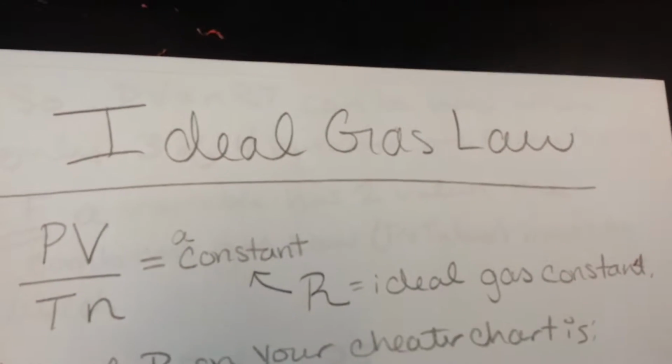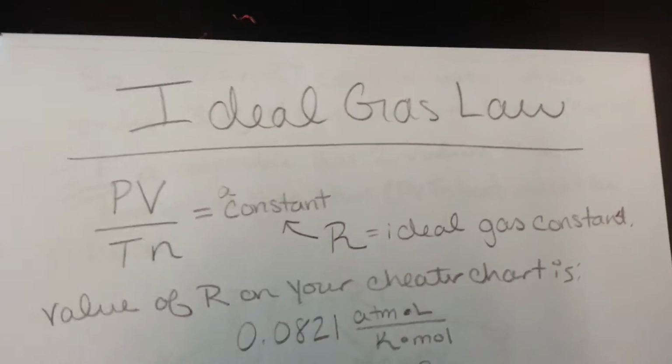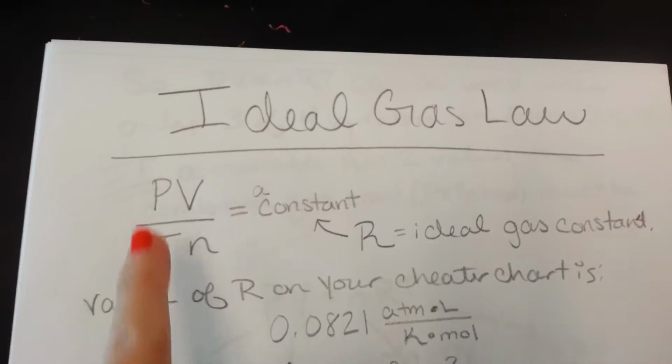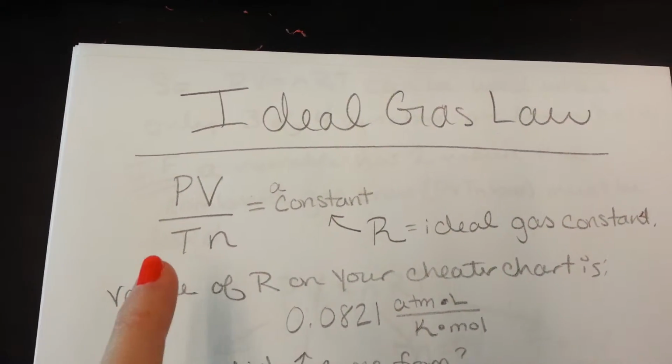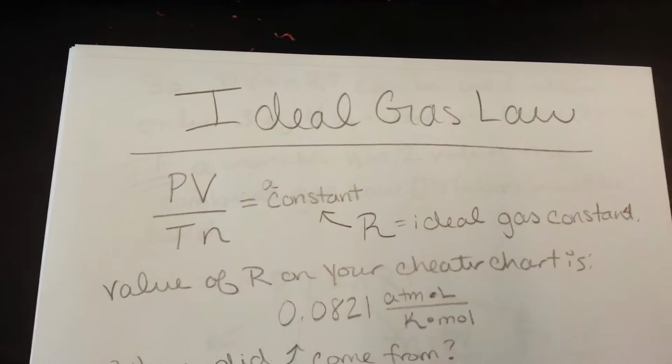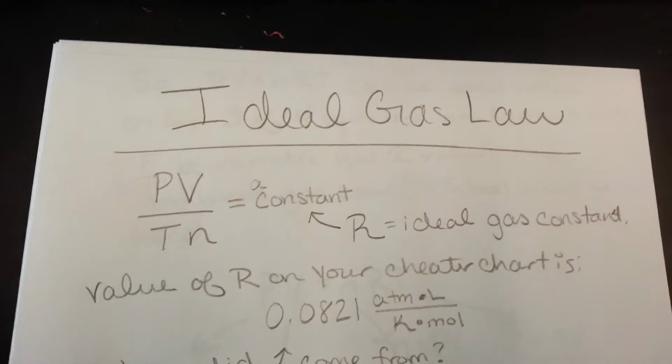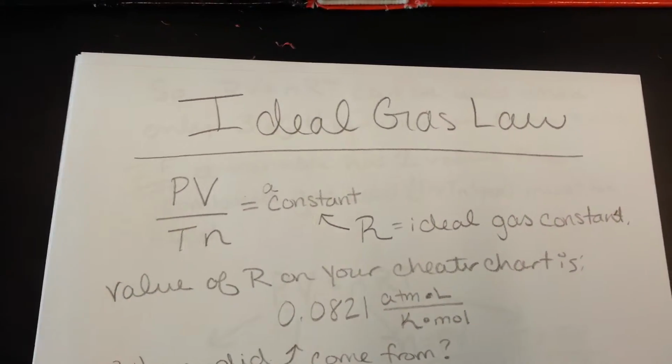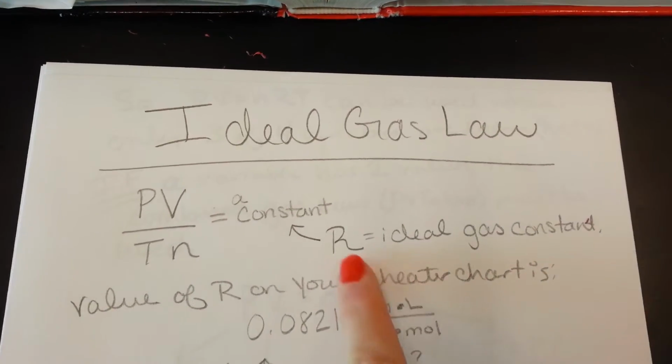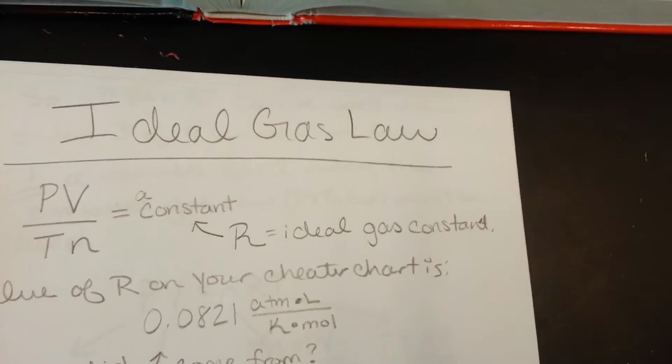So let's talk about the ideal gas law. Now, we can look at data all day long, and if we take the pressure times the volume, and divide it by the temperature times the number of particles for one sample of gas, it will always equal a constant. The letter we use for that constant is R, and we call that the ideal gas constant.